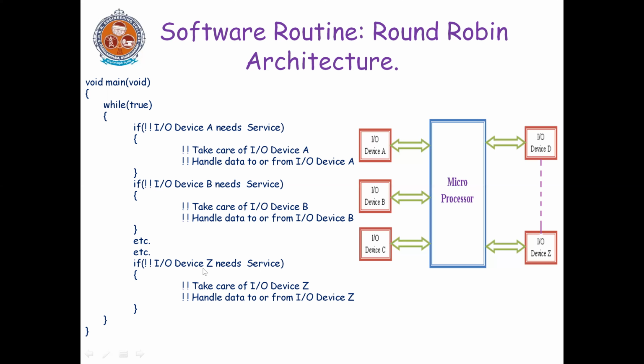Okay, so this is how you can write the simple software routine for round robin architecture. In this loop, if you observe, all the devices have been provided here. For example, if A needs the service, the service will be given for A, then B, and so on. Like this, the services will be given for each and every IO device that is connected. So this is the simple software routine for round robin architecture.